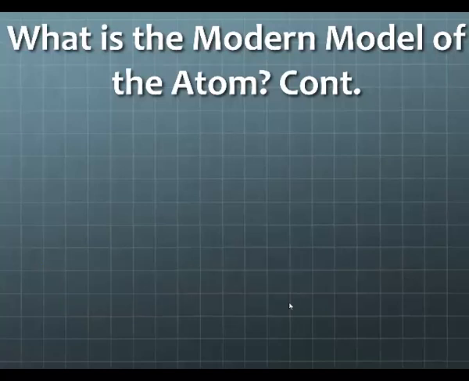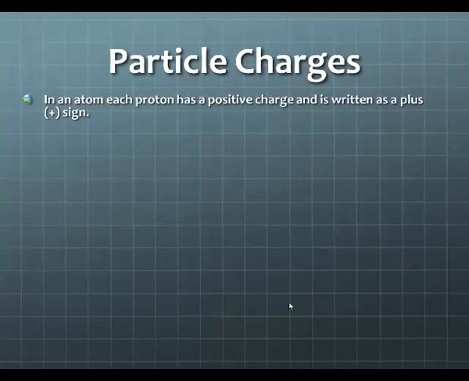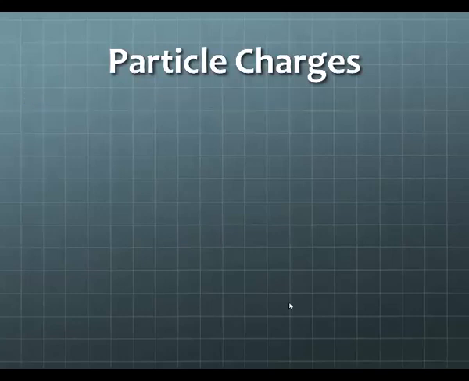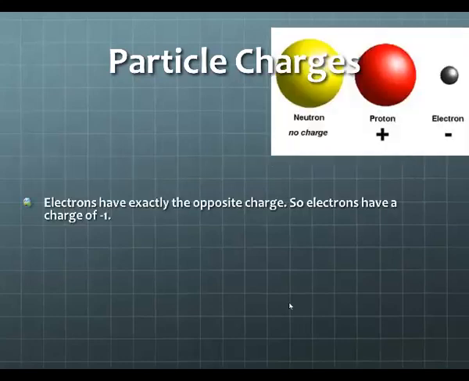Particle charges. In an atom, each proton has a positive charge and is written as a plus sign. Electrons are shown by the symbol e negative. According to the scale used for measuring charge in atoms, protons have a charge of +1. Electrons have the exact opposite charge, so electrons have a charge of -1.